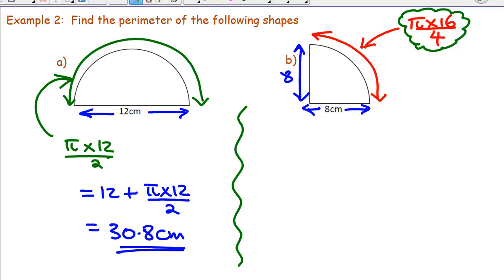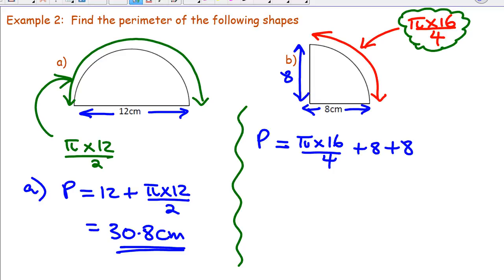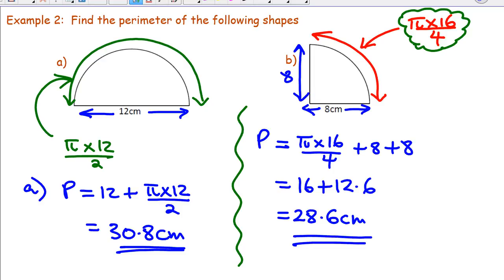circumference, this is perimeter. Sorry, I missed that. So here, perimeter. So my perimeter will be equal to pi multiplied by 16 divided by 4 plus 8 plus 8. And that will be equal to 16 plus 12.6, which gives you 28.6. All right, so very important, you have to inspect, find out what kind of a shape you're given, and then you decide which formulas to use.